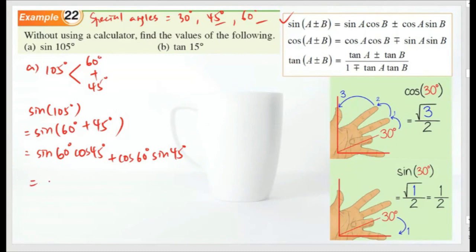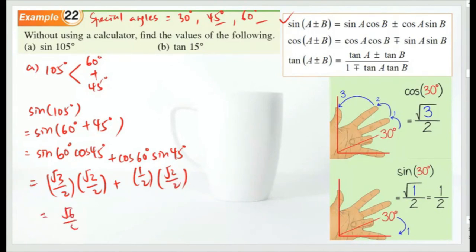Okay, what is the value for sine 60? Use your fingers. I won't show again, straightforward, I give you the answer. Square root 3 over 2, then square root 2 over 2, plus 1 over 2, and square root 2 over 2. So you get your answer square root 6 over 4 plus square root 2 over 4. So the answer is square root 6 plus square root 2 over 4. Leave it in this form. This is the simplest form already. Don't use the calculator because now is without using a calculator. So this is the simplest form that you can get.